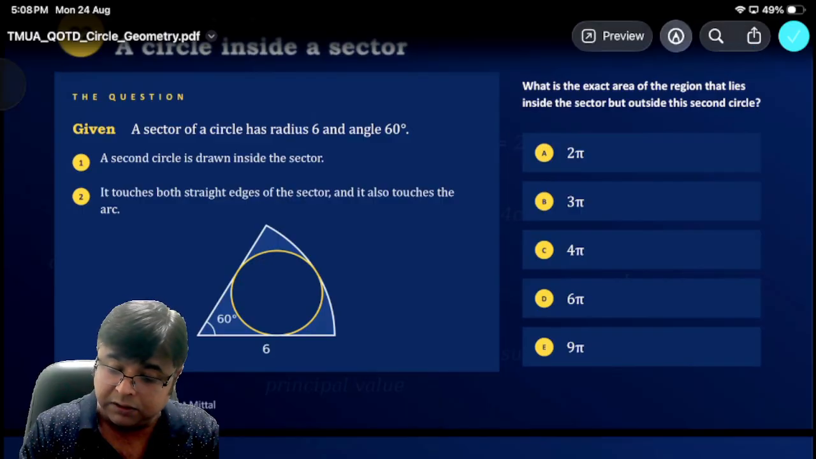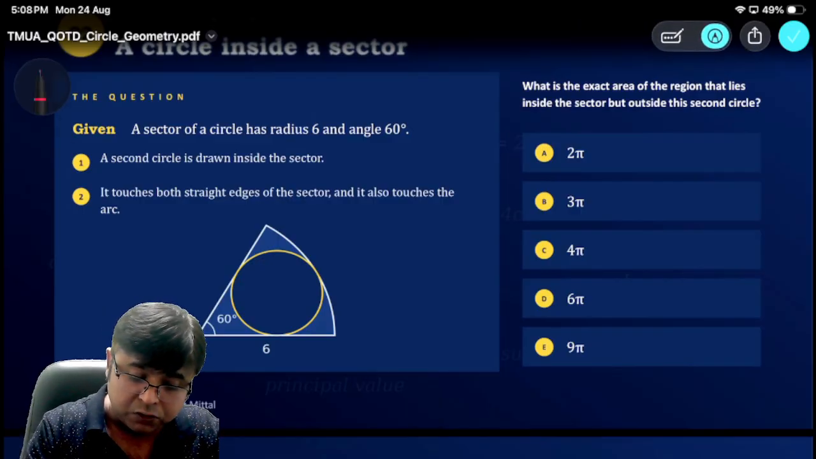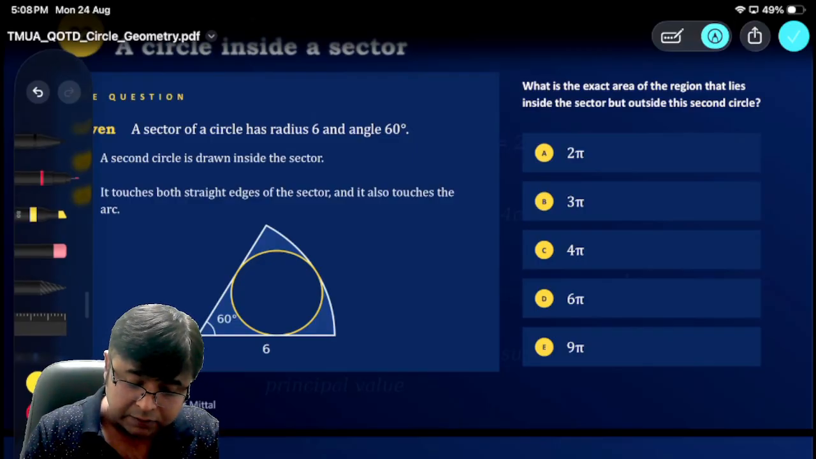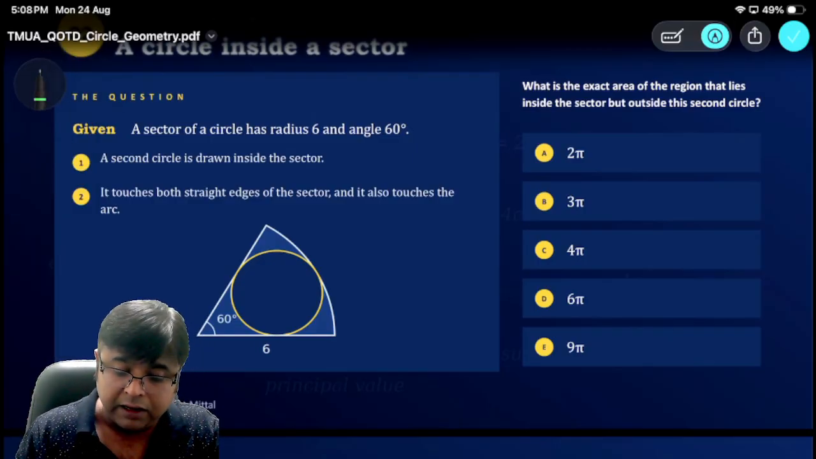Now in this question that we are discussing here, a sector of a circle has radius 6 and angle 60 degrees. A second circle is drawn inside the sector.